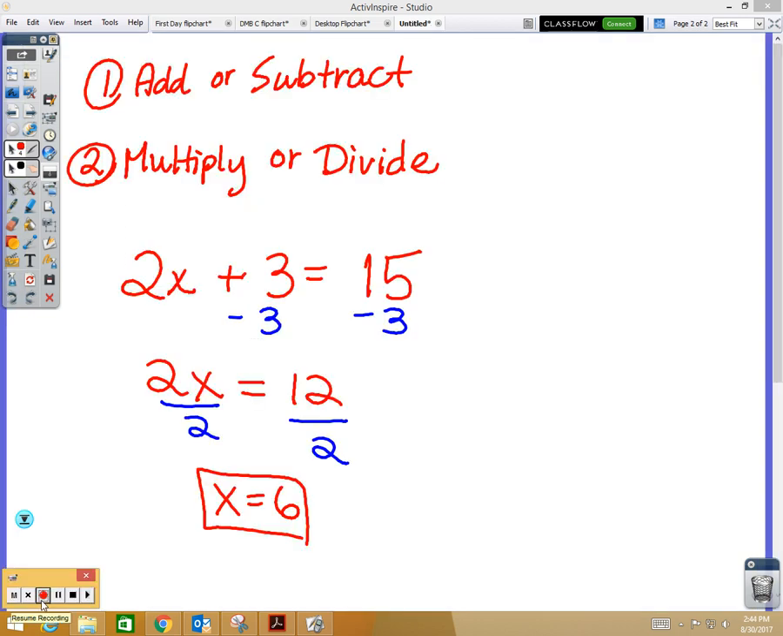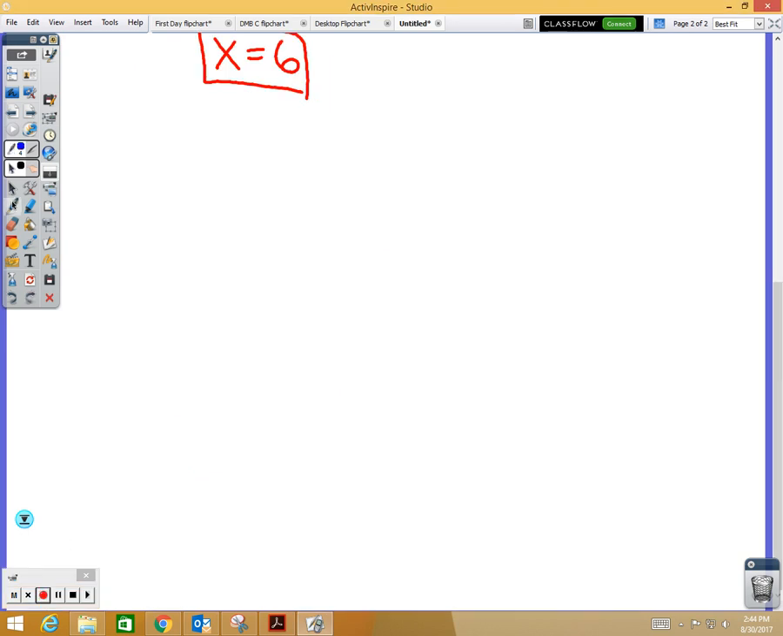All right, so when we are solving two-step equations, we're always adding or subtracting first and then multiplying or dividing. There is an example of an easy problem that you're used to where we add or subtract 3 first and then divide by 2. So now we're going to do some problems that have negative numbers.